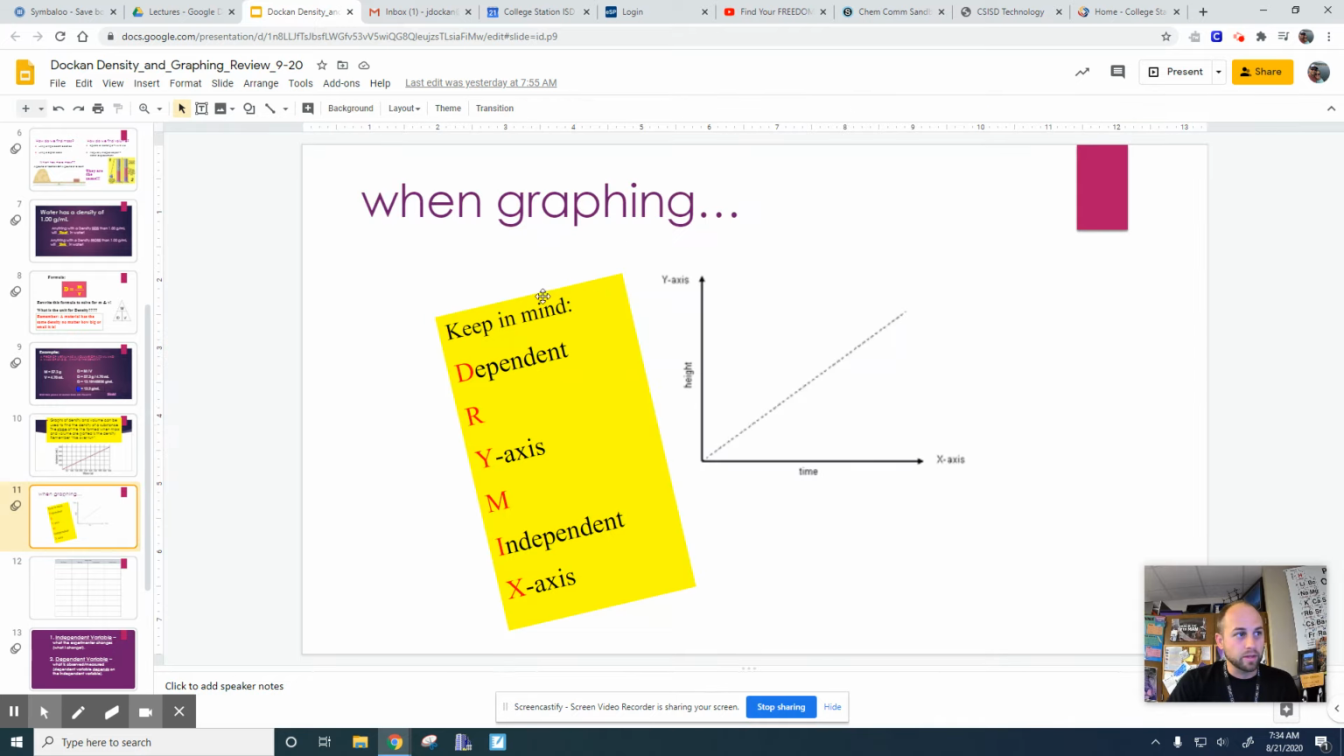When graphing something, remember DRY MIX. You may have learned this in junior high. DRY is the dependent variable, which is on the range, the y-axis. So that's up and down, dependent. MIX, the manipulated variable, the M, is the independent variable, which is on the x-axis over here.